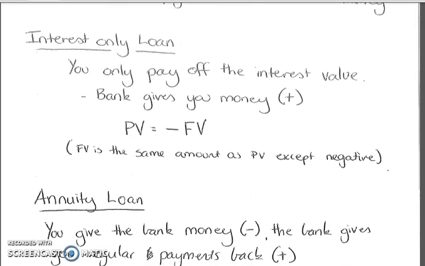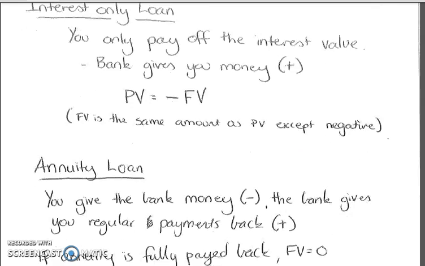Interest only loan, this is you only pay off the interest value. So the bank gives you money and your final value is exactly the same as your starting value. However, you still owe the bank that money. So it's a negative. So your interest only loan is your starting value is positive, but your final value is the same value but negative.